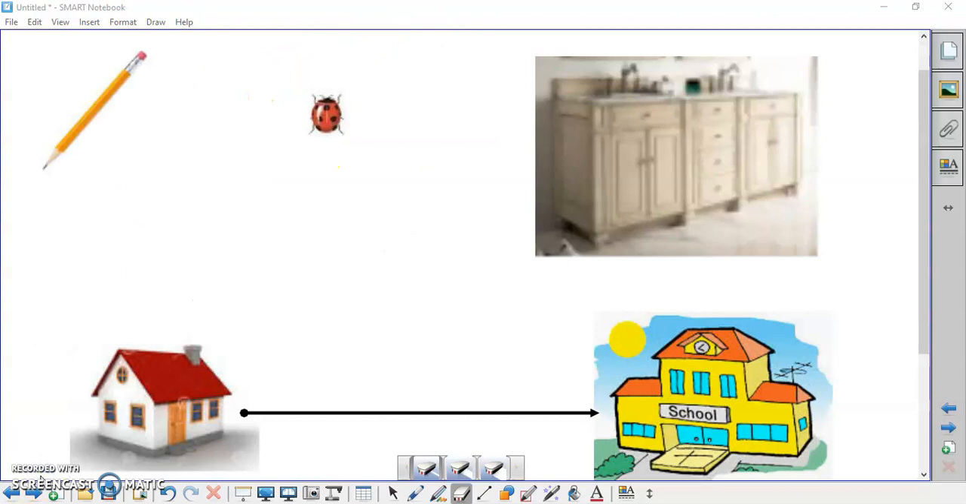In other words, what if I ask you to measure the length of a pencil? What unit would you use? You would probably use centimeters. What if you had a very small insect and you wanted to know how long the body of that insect was? You would probably use millimeters. If you're installing new cabinets in your bathroom, you would measure using meters. And if you wanted to calculate distance from your home to school, you would use kilometers.